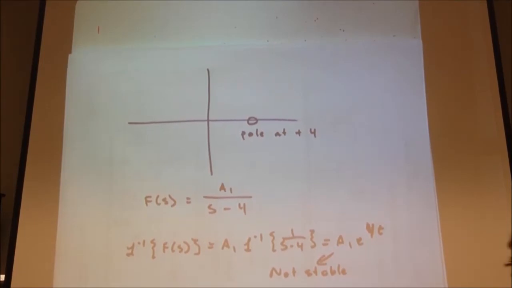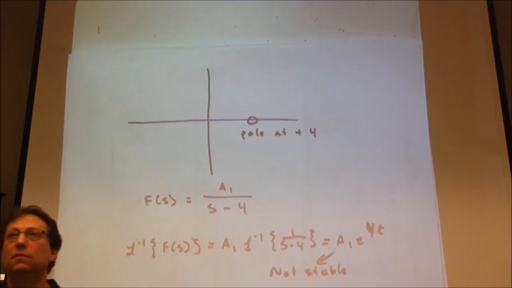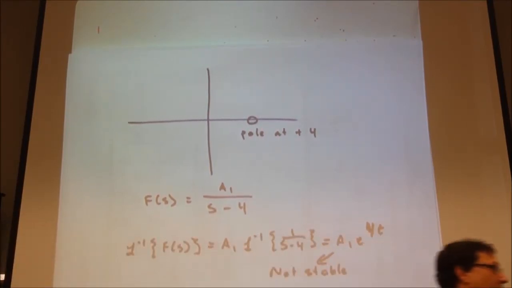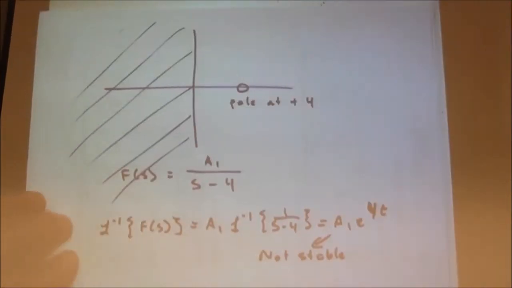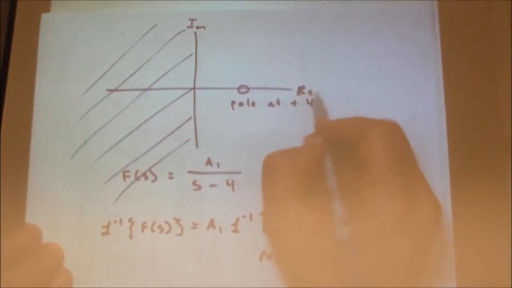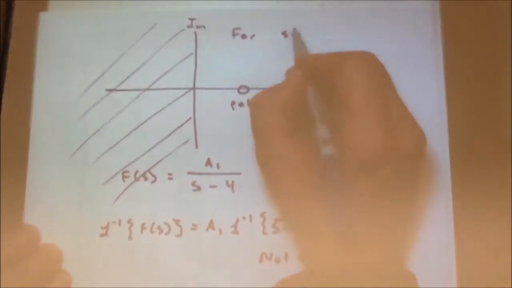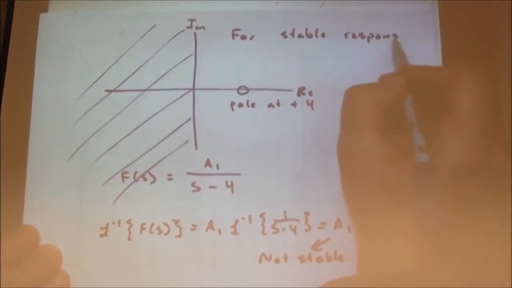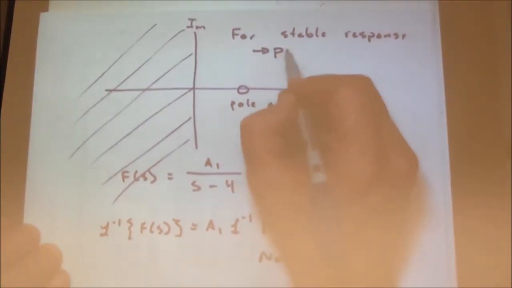How could we actually create a circuit that wasn't stable? What would we have to introduce? Dependent source. So we would have to add dependent sources. For stable responses, we need poles in the left half of our infinite plane, and this is imaginary and real, of course. Poles must be in the left half plane.